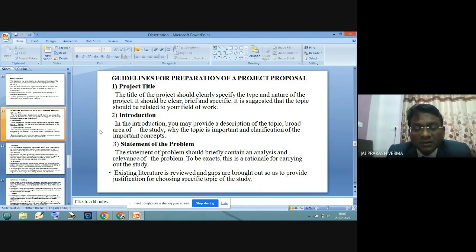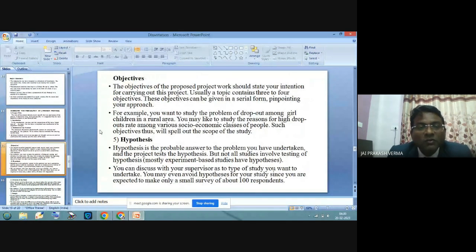So friends, you must know about the research gap. What type of work has already been done, and what work you want to do. So you must be very clear. And if a research gap is there, you can work with different dimensions. So objectives must be clearly mentioned.